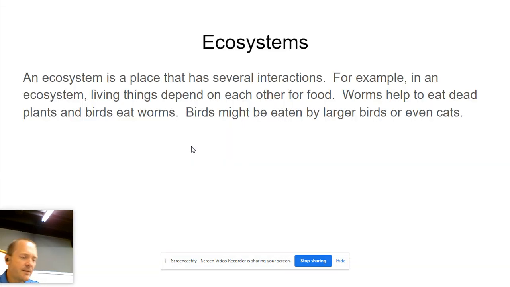Okay, you're going to hear me talk about ecosystems. An ecosystem is a place that has several interactions. So when you think about yourself interacting with your friends, that might be talking or playing with them or working together. So interactions is when things work together. So for example, in an ecosystem, living things depend on each other for food. Worms help to eat dead plants, and birds eat the worms. Birds might be eaten by larger birds or even cats. So that's just one example of an interaction that takes place in an ecosystem. That's called a food chain.